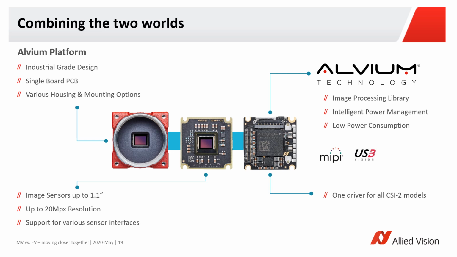It's available with a MIPI CSI2 interface, but also with a USB 3 interface. It supports image sensors up to 1.1 inch, quite large sensors, with up to 20 megapixels resolution. And it also supports various sensor interfaces, so we're not limited to just one sensor manufacturer, but many can be supported in the Alvium platform.